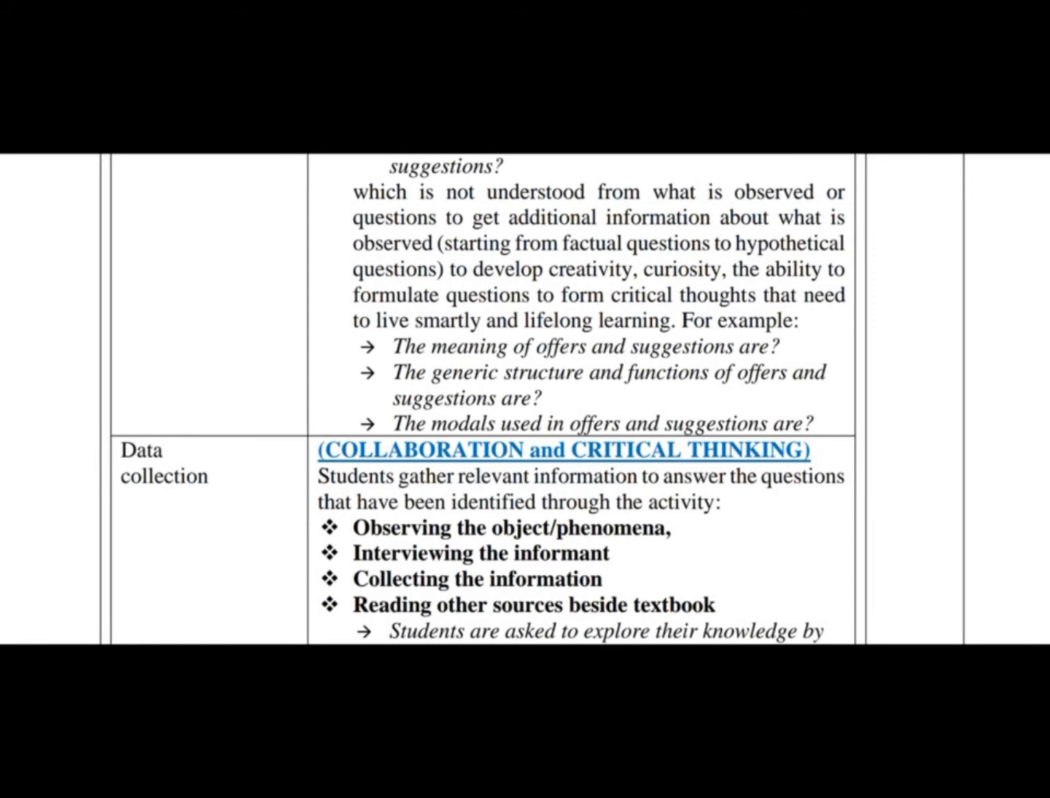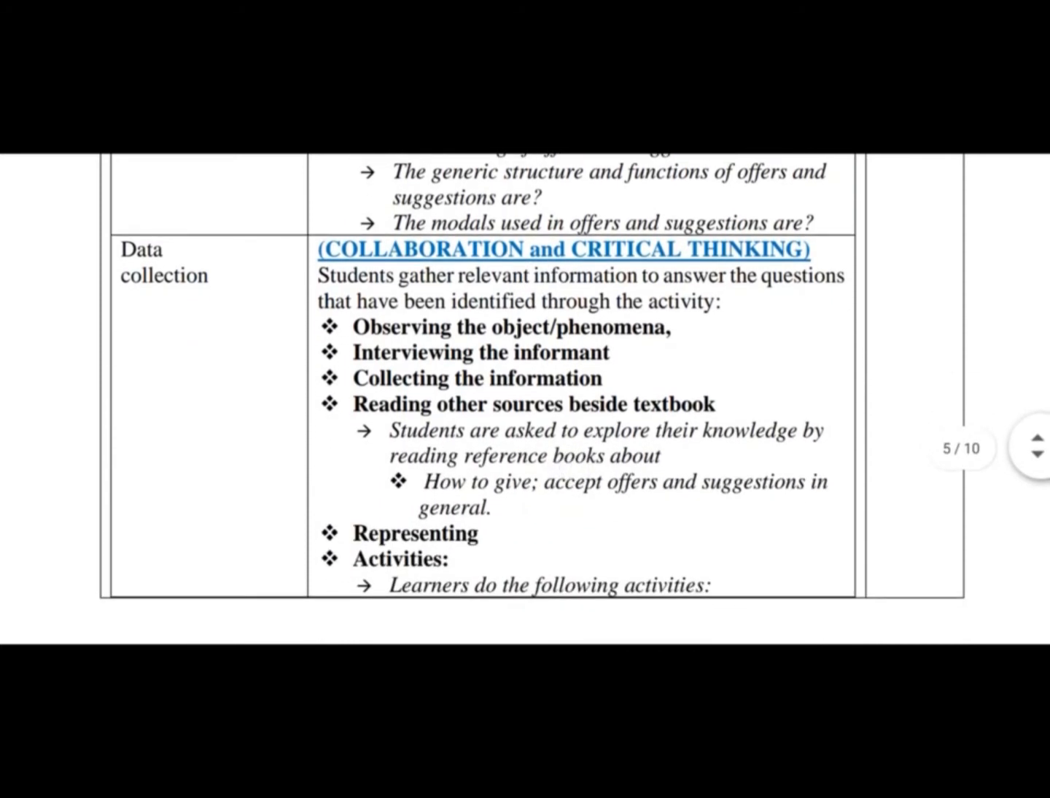Move to the example. The meaning of offers and suggestions, the generic structures and functions of offers and suggestions, and the models used in offers and suggestions. Data collection, collaboration and critical thinking. Students gather relevant information to answer the questions that have been identified through the activity. First, observing the object or phenomena, interviewing the environment, collecting the information, reading other sources beside the textbook. Students are asked to explore their knowledge by reading reference books about how to give and accept offers and suggestions in general.